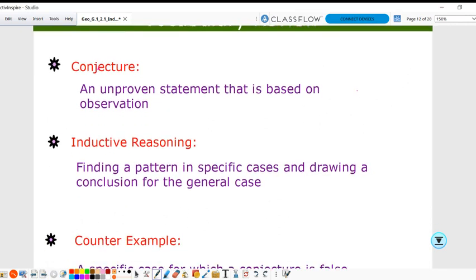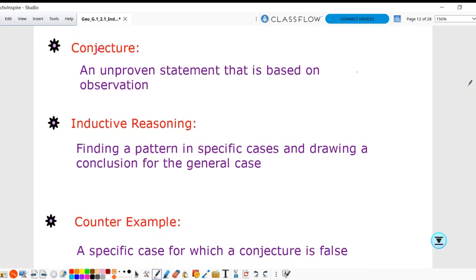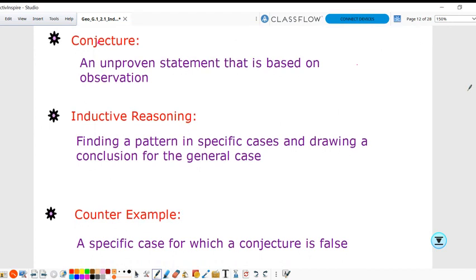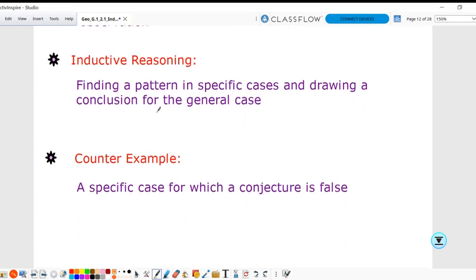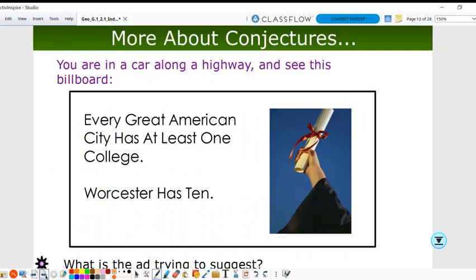So just to review some vocabulary that we've been using, a conjecture is an unproven statement that is based on an observation. Inductive reasoning is when you find a pattern in a specific case and draw a conclusion for that. When I'm using inductive reasoning, I want to think about a counterexample. Is there a counterexample? It's a specific case for which my conjecture is false. Those are the important vocabulary key terms for our first unit on logic.